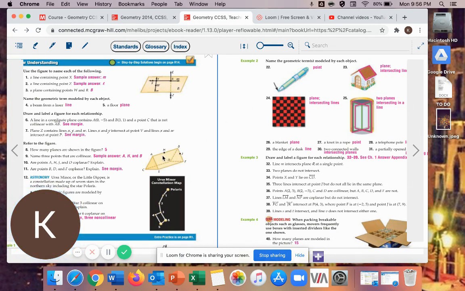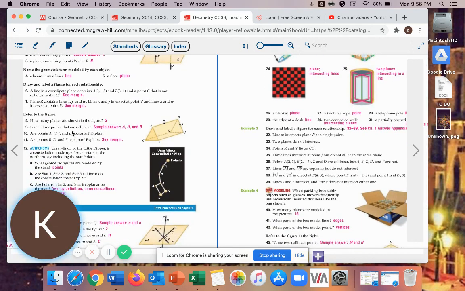So yeah, we're not gonna draw these. Okay, there is no drawing on the quiz, so you guys don't have to worry about that. All right, how many planes are shown in the figure? Okay, and there are 5 planes.